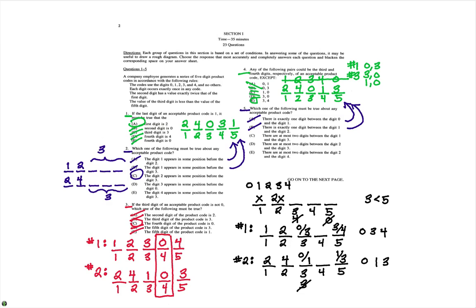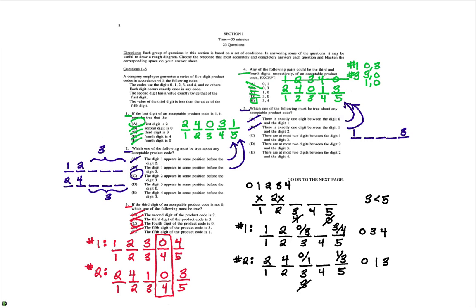C, there are at most 2 digits between the 1 and the 3. Well, none of our previous hypotheticals disprove C, but again, that doesn't mean it must be true. We could be missing a scenario. So let's try to come up with a hypothetical that shows more than 2 digits between the 1 and the 3. So for that to happen, they would have to be on opposite ends.